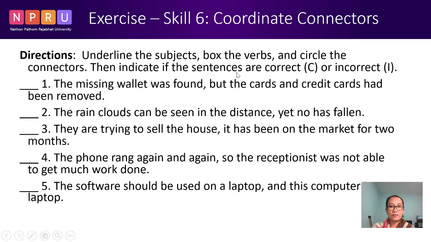Then indicate if the sentences are correct, write letter C, or incorrect, write letter I. So number 1, the missing wallet was found, but the cards and credit cards had been removed. Okay, number 2, the rain clouds can be seen in the distance, yet no rain has fallen. Okay. Number 3, they are trying to sell the house. It has been on the market for 2 months.